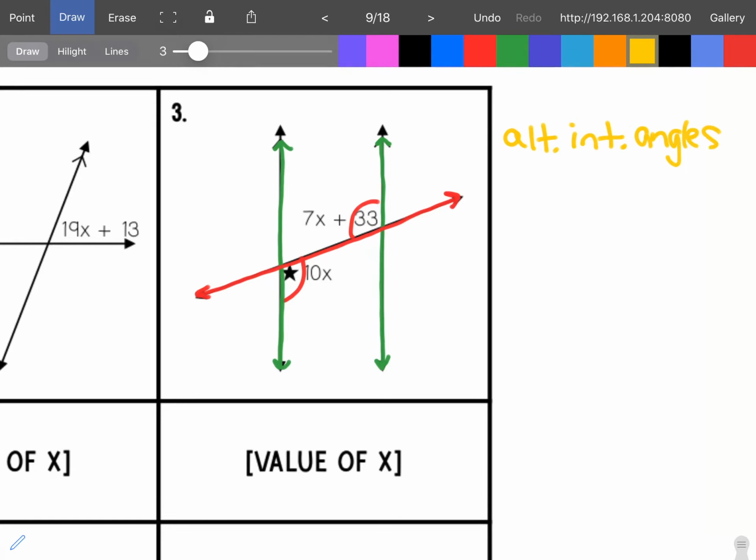That's going to be helpful. And alternate interior angles are equal to each other. They're congruent. Now this is pretty easy just to sketch on your notes. If you're taking notes and you don't have a printer, just sketch that little diagram there and work this out.